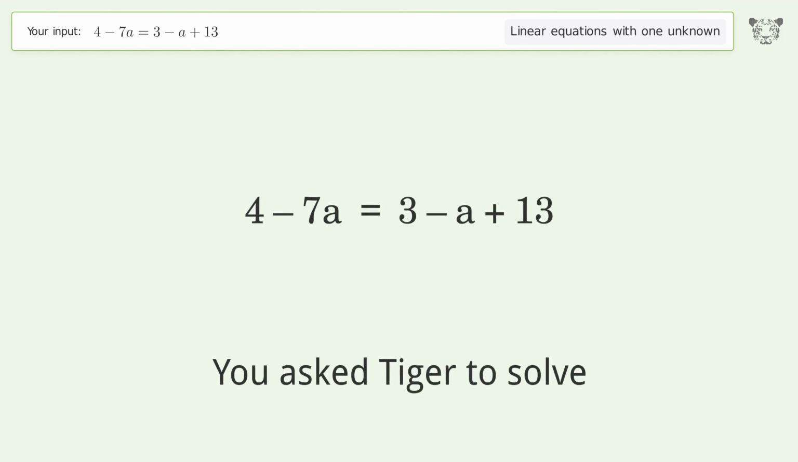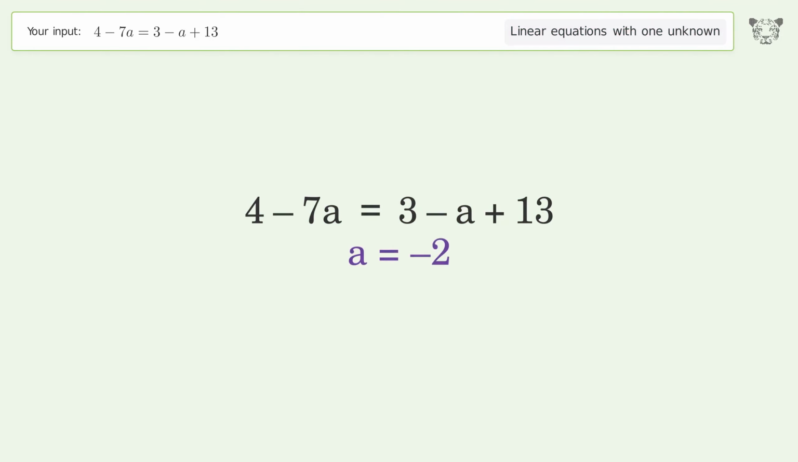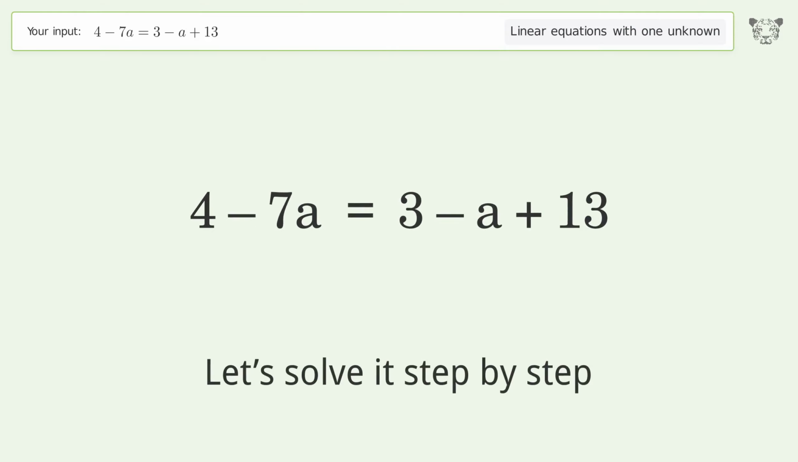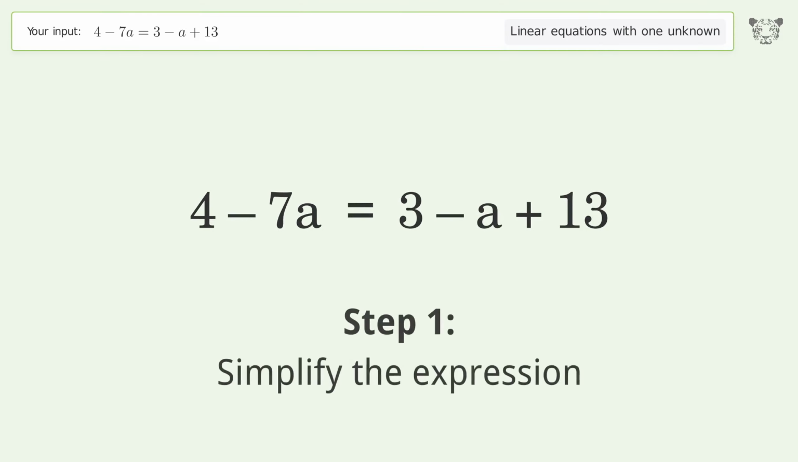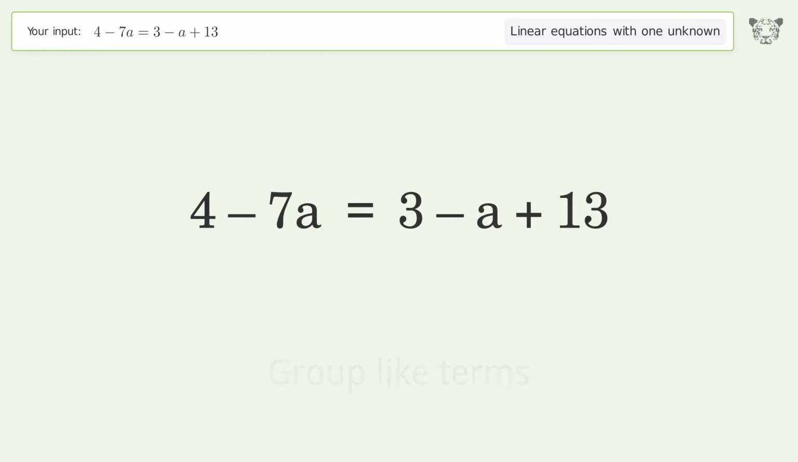You ask Tiger to solve this. This deals with linear equations with one unknown. The final result is a equals -2. Let's solve it step by step. Simplify the expression. Group like terms.